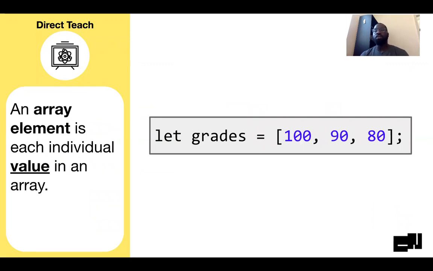As I mentioned before, an array element is each individual value in an array. So this array named grades has 3 different elements. The elements are 100, 90, and 80. And these are numbers, all right? They're all numbers: 100, 90, and 80.